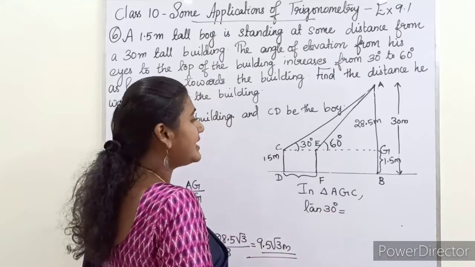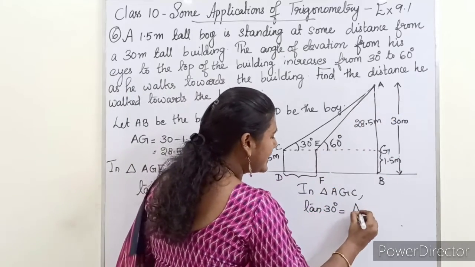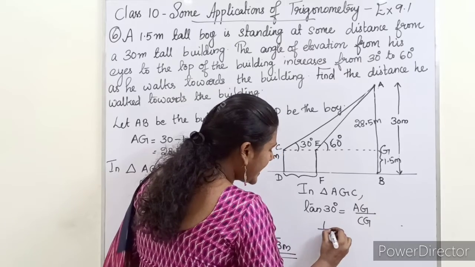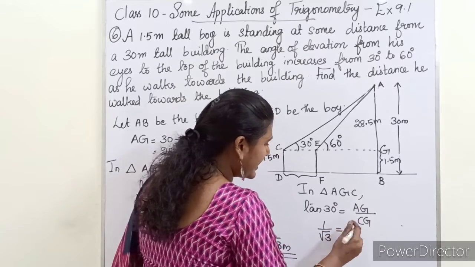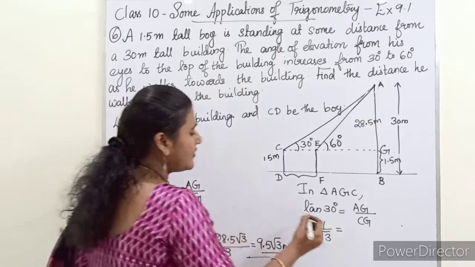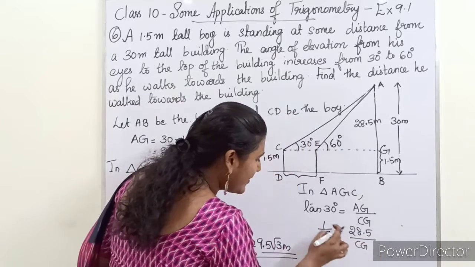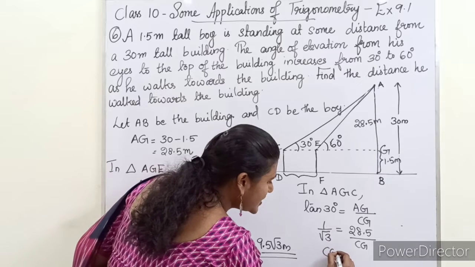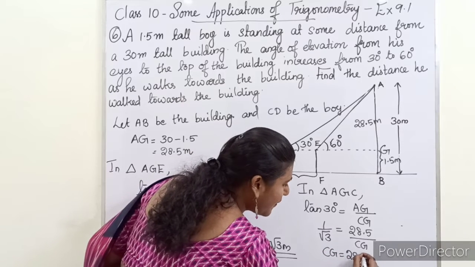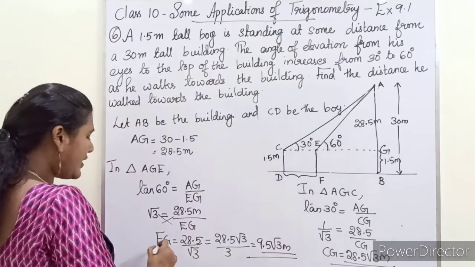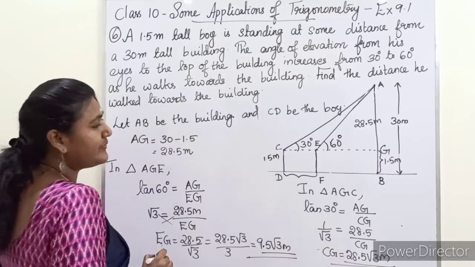So tan 30 degree is equal to opposite side, that is AG by CG. Now tan 30 degree is 1 by root 3, AG is 28.5, so 28.5 by CG. So now we will cross multiply, so CG is equal to 28.5 root 3 meters. So what we got is EG value and CG value.